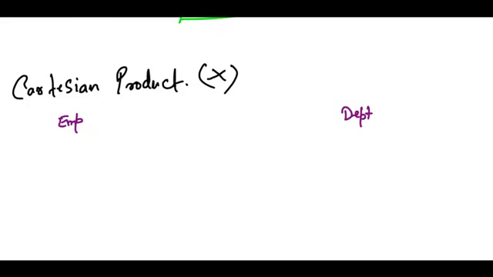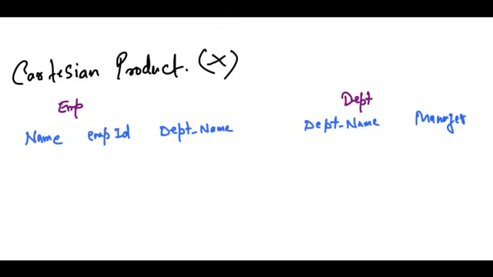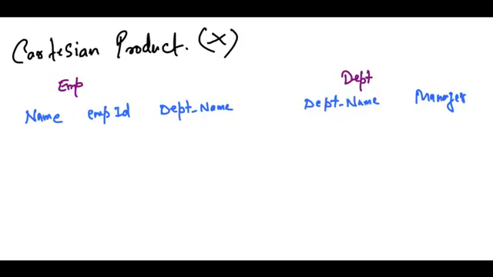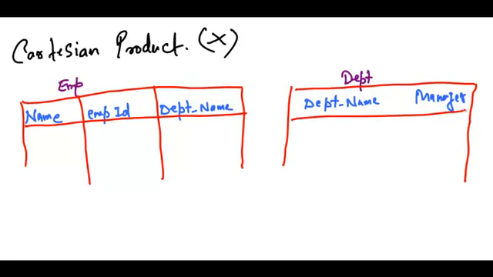The employee table has attributes like name, employee ID, department name. And the department table has attributes like department name, let's have department name on both the sides, and department manager. So let's fill this up. We'll have some random values over here. I would like to have around 3 values in employee and around 2 values in department.